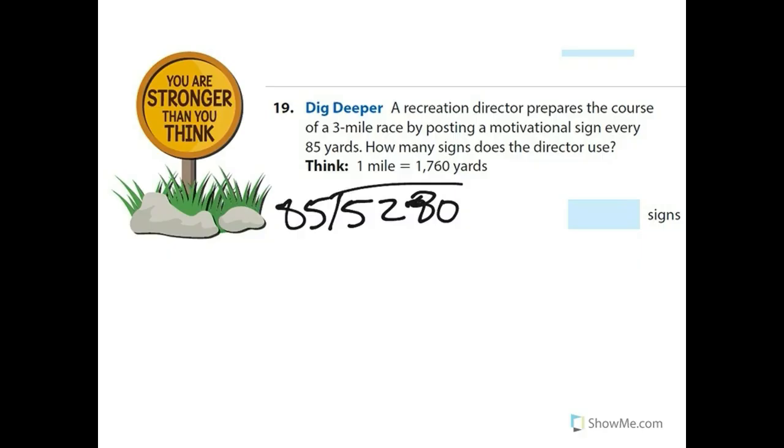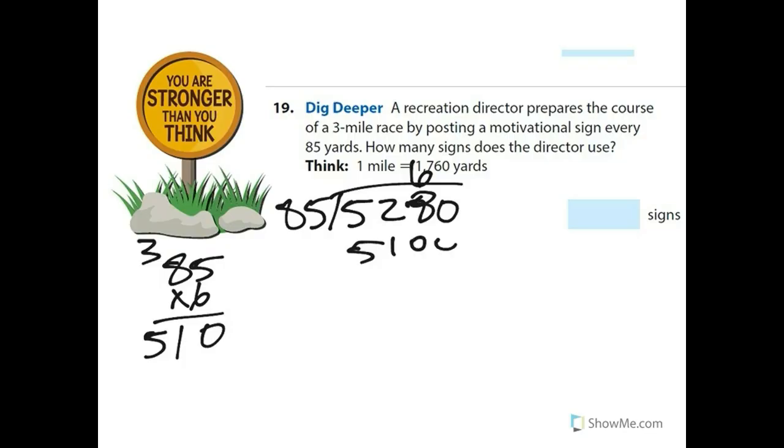Alright, so 8 and 52. 8 times 8 is 64. 8 times 6 is 48. Let's try 6. Maybe too much, but we can try it. 6 times 5 is 30. 6 times 8 is 48, plus 3 is 51. Oh, okay. So we've got 60, 500, well, 5,100.